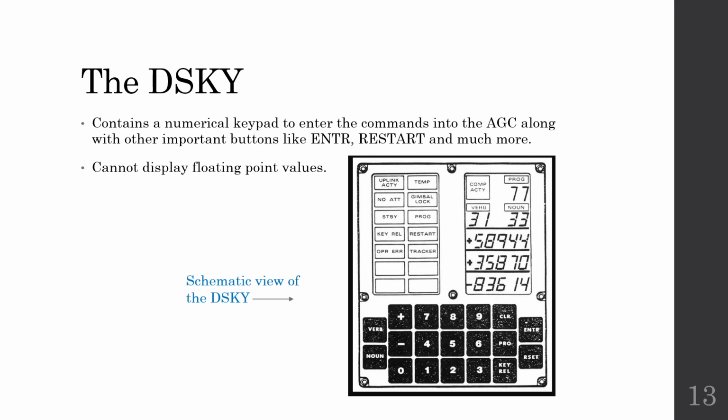It contains a numerical keyboard to enter the commands into the AGC, along with other important buttons like enter, restart, and much more. So in the given diagram, we can see a schematic view of the DSKY. It contains all the numbers, plus, minus, and some important commands like clear, enter, reset, and others. It also contains a display to show all the different values. And one more thing is, it cannot display floating point values. It can only display whole numbers.